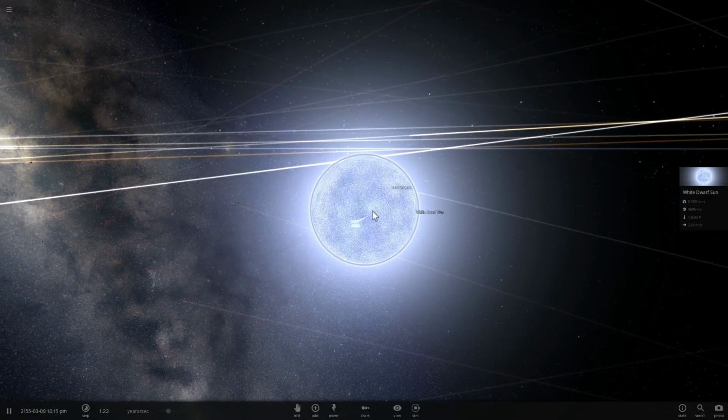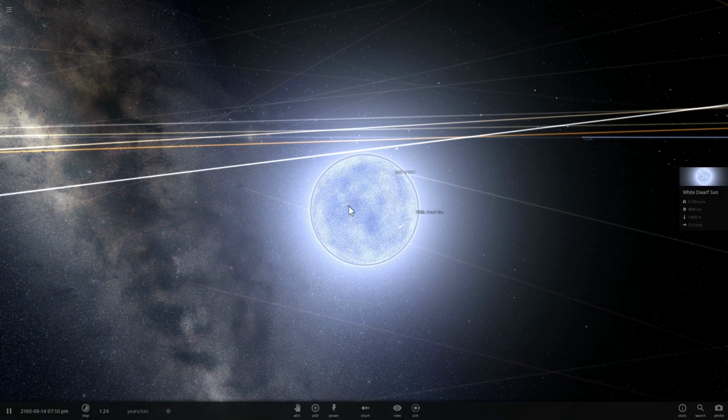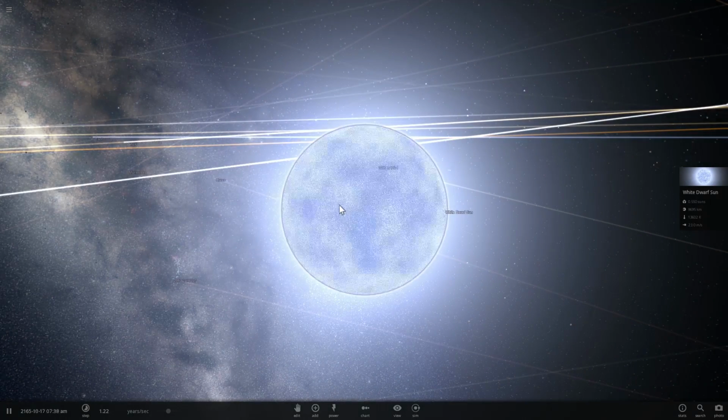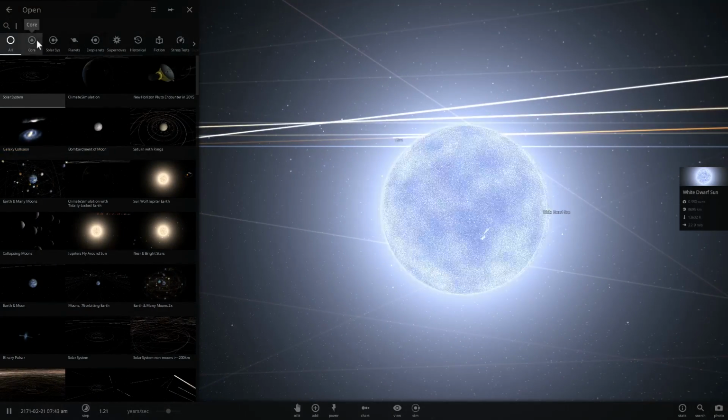And what will happen to a white dwarf after billions and trillions of years? Well, of course, it will become something called a black dwarf. Now, we don't actually have these yet. This is a very theoretical idea, but it will at some point become this.